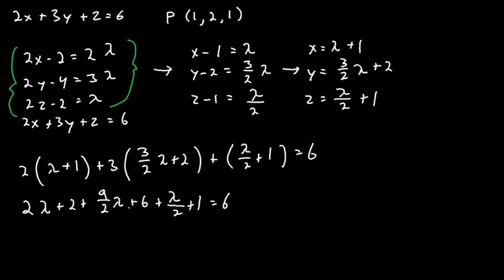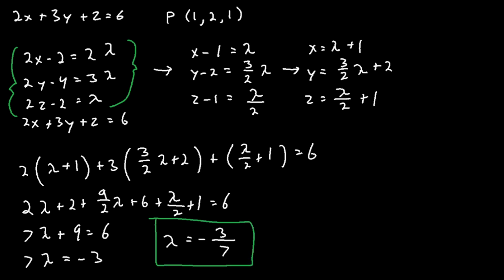Now we just have to combine like terms. This turns out to be 7 lambda plus 9 is equal to 6. If we solve for lambda, 7 lambda is equal to negative 3. Therefore, lambda equals negative 3 over 7.